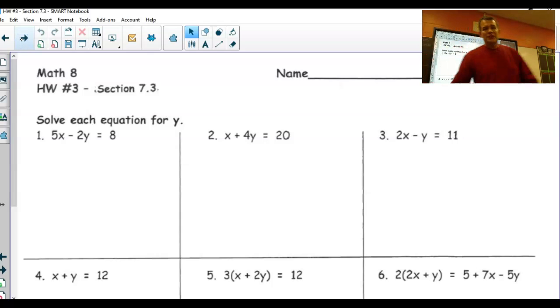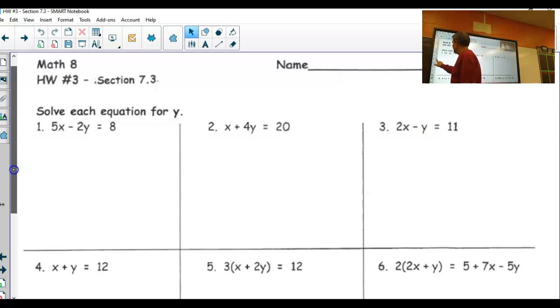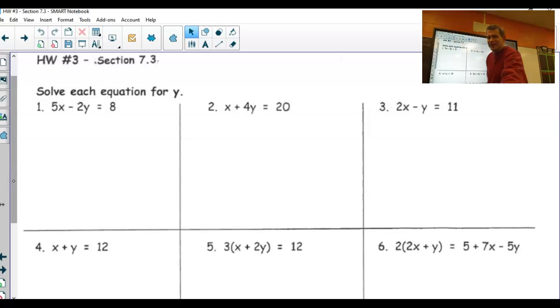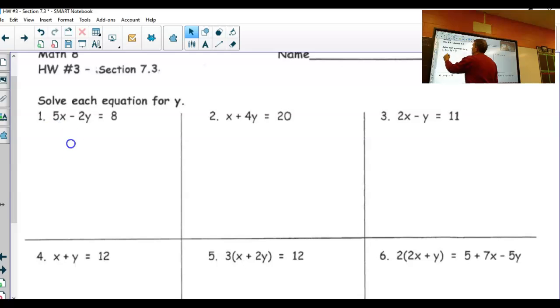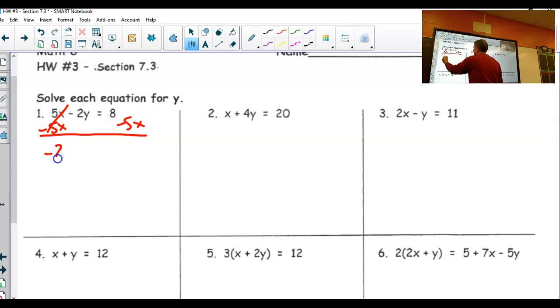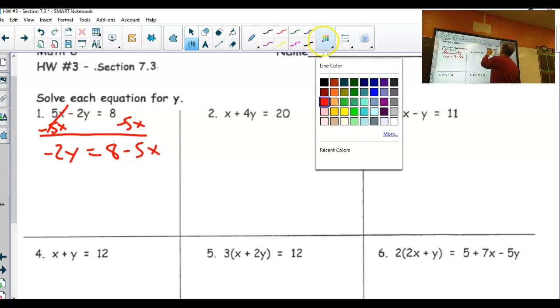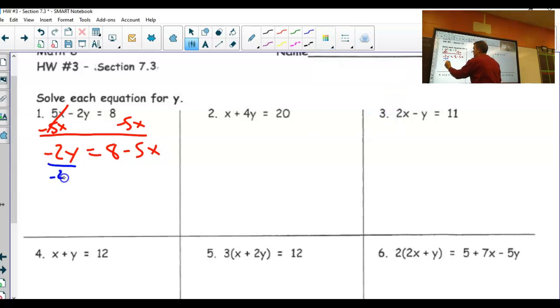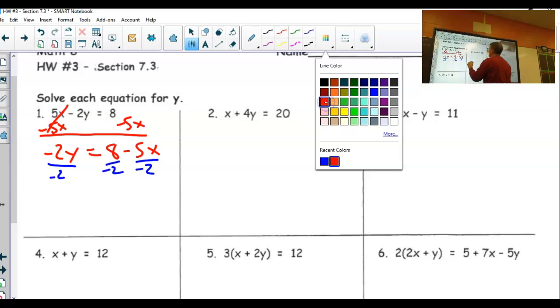All right, let me go through and explain each of these. So I will just do the homework for you. Problem number 1, I'm solving for y. So the first thing I should do is get rid of the x term. Oops, I even do that when I'm not in class. I should get rid of the x term by subtracting 5x from both sides. Now the y term is by itself. And then I would want to divide everything by -2. And that will get the y by itself.